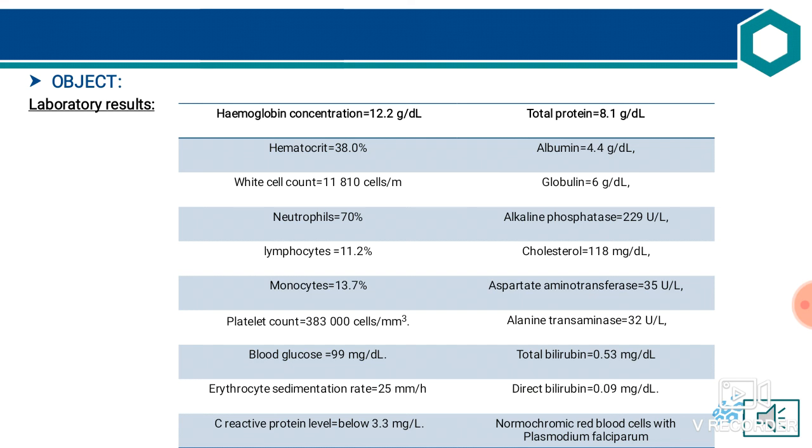Total protein 8.1 grams per deciliter. Albumin 4.4 grams per deciliter. Globulin 6 grams per deciliter. Alkaline phosphatase 229. Cholesterol 118 mg per deciliter. Aspartate aminotransferase 35. Alanine transaminase 32. Total bilirubin 0.53 milligrams per deciliter. Direct bilirubin 0.09 mg per deciliter. Normochromic red blood cells with Plasmodium falciparum.